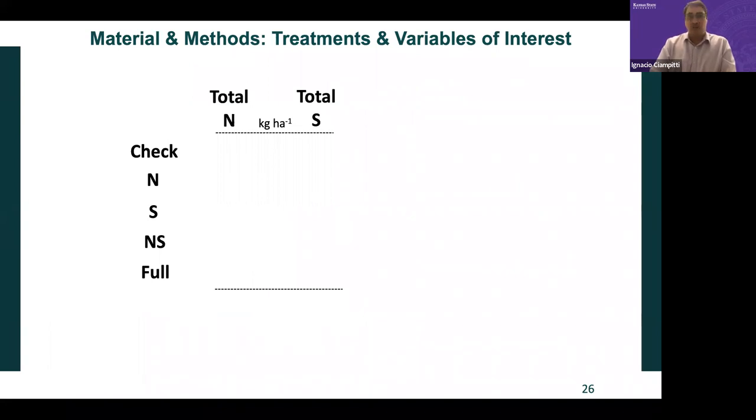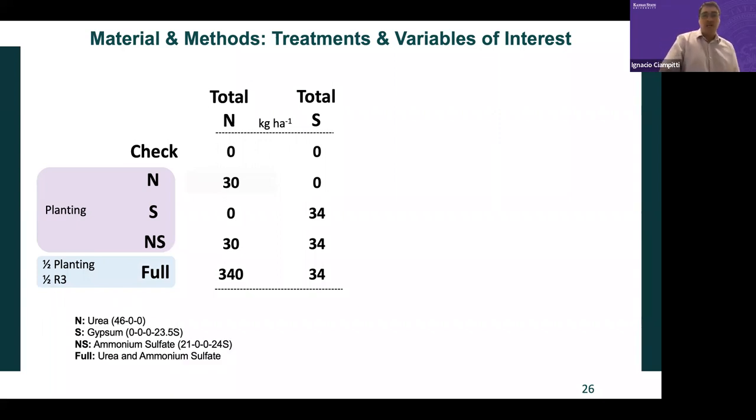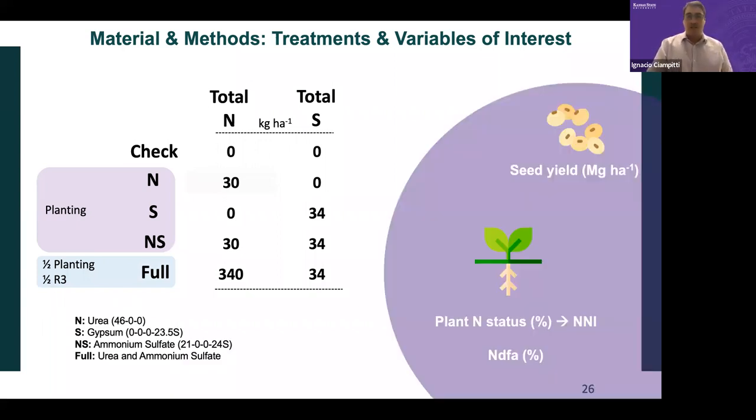We have a control, no nitrogen and sulfur. We have a nitrogen treatment that is only 30 kilos added at planting. We have a sulfur-only treatment, a second one that is 34 kilos, at planting. And then we have a mix of both. And we have one that we use as a full treatment, where our main goal was to see if we are seeing some limitations of nitrogen in those situations. So we have half of that nitrogen at planting, and then the other half was applied at R3. So remember these 5 treatments, we were using them and showing the results from the first year.